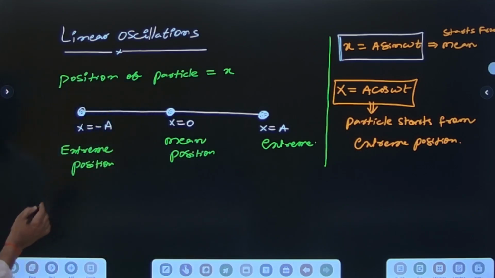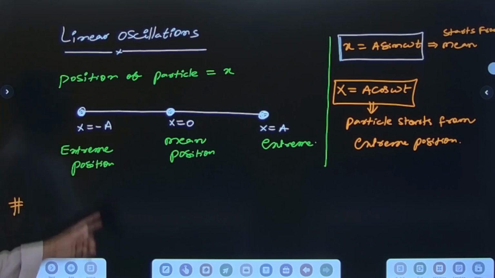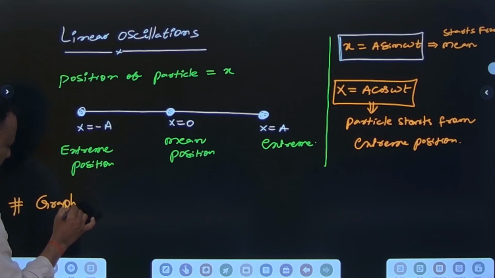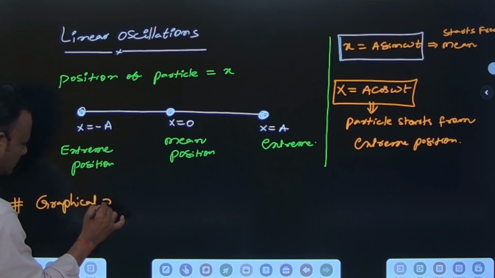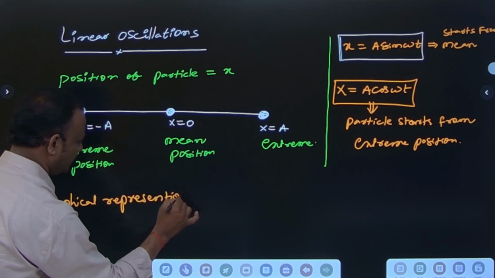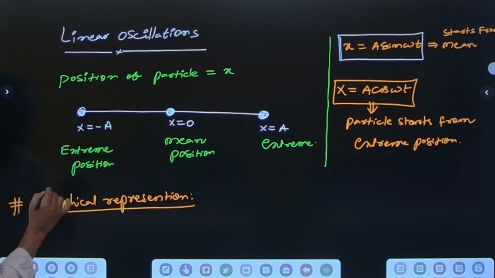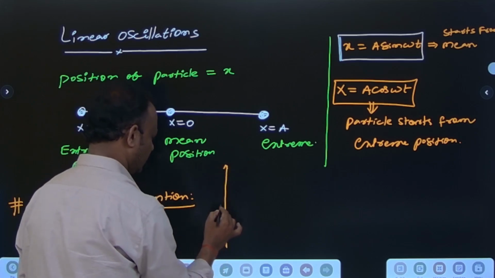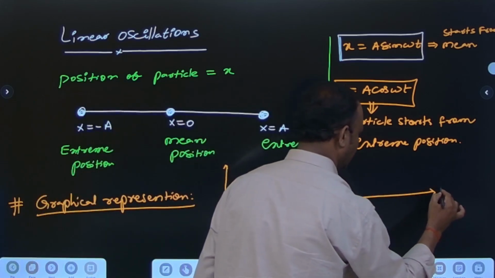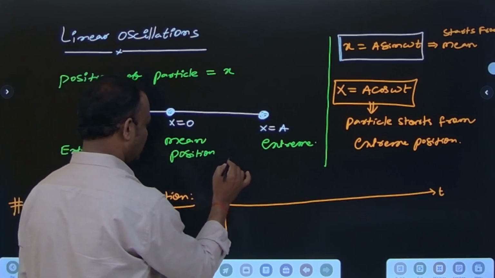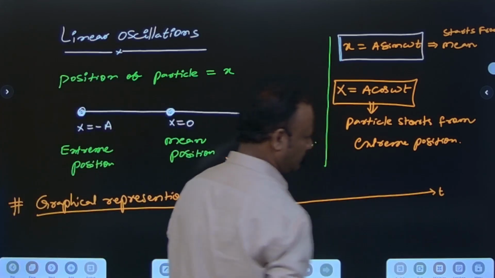Before this, I want to draw the graph. The graph is a graphical representation. Here, position is taken along the y-axis, and this is time, t. So for all the cases, this is position and this is the time taken.